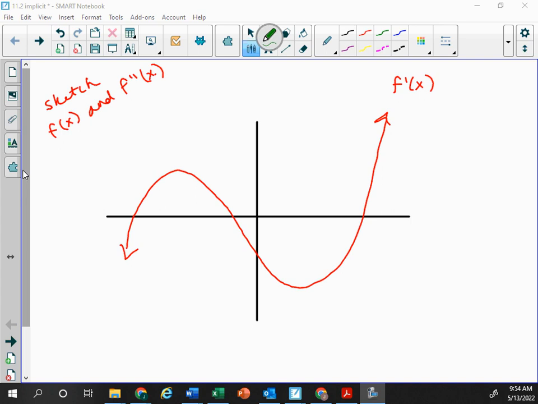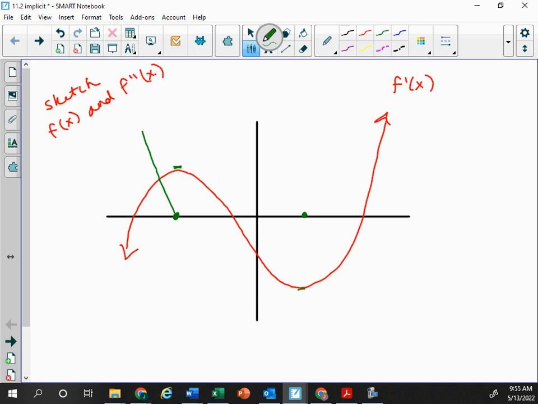Okay, so I look at where this has a max or a min, and I know that's going to create an x-intercept for my second derivative. Okay, the left side of the graph is increasing up to that maximum, up to right here. So that means my second derivative needs to be above the x-axis because it needs to be positive. So I know I've got that going on.